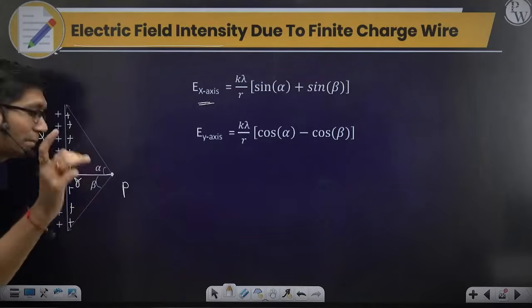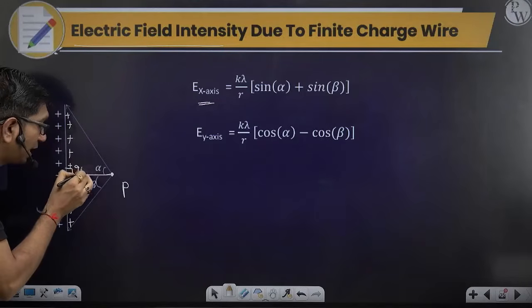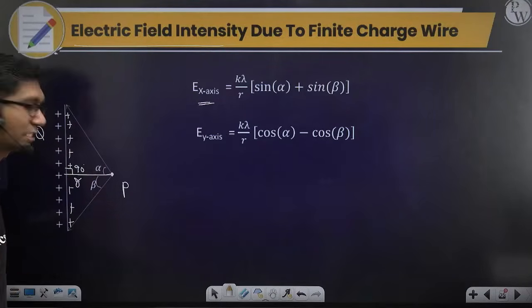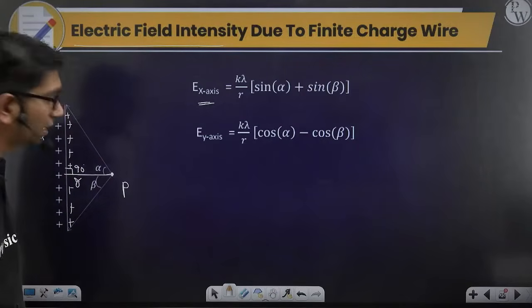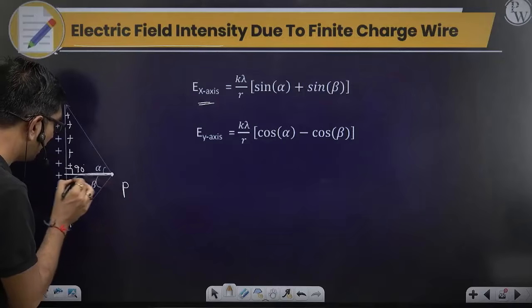Remember this one. This is very important. This should be 100% perpendicular distance. If you forget this one, khatam. You are unable to solve the numericals. This should be the perpendicular distance, beta.